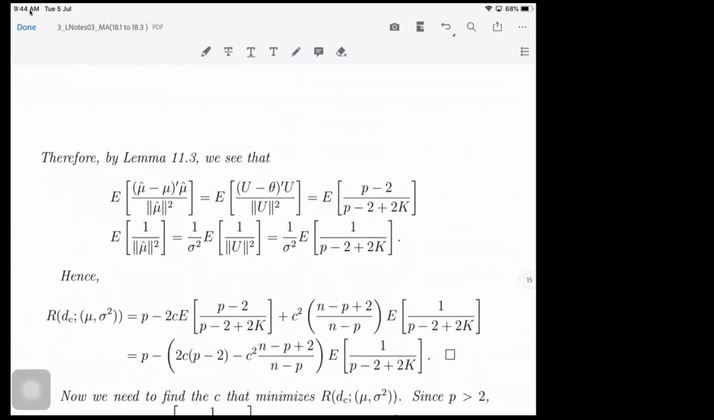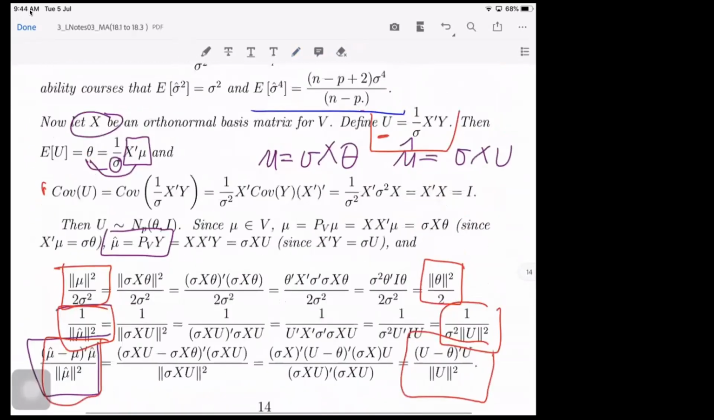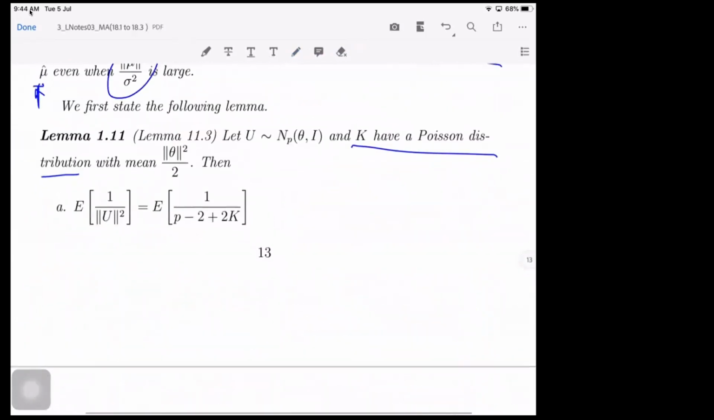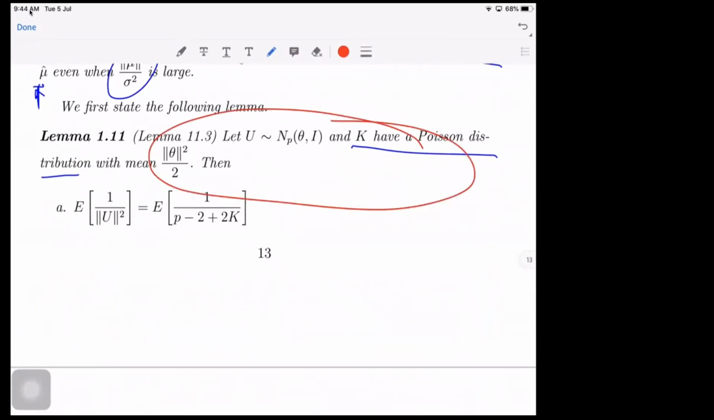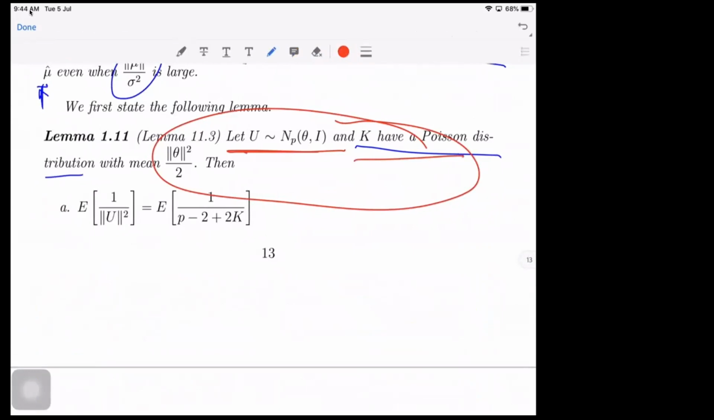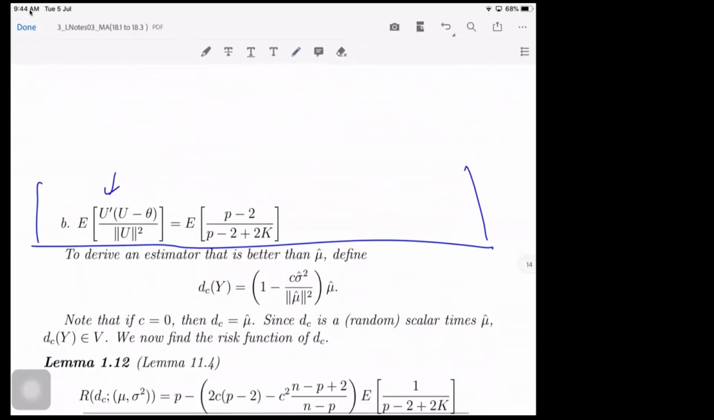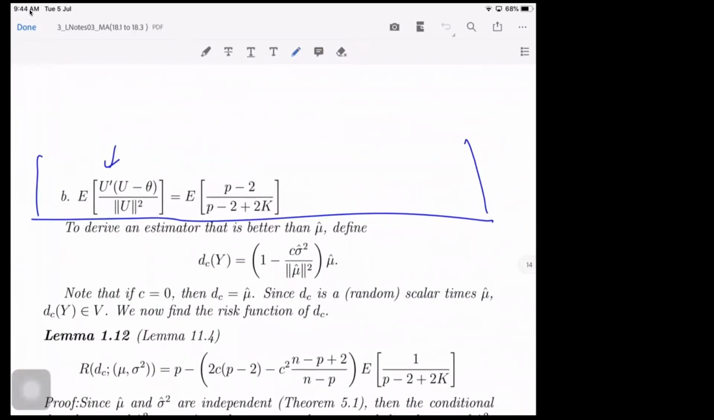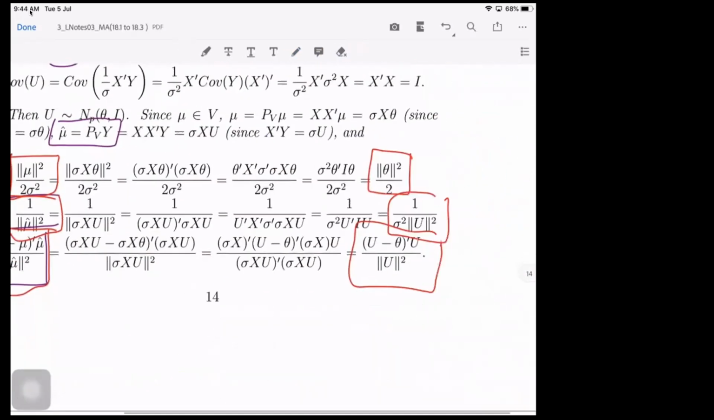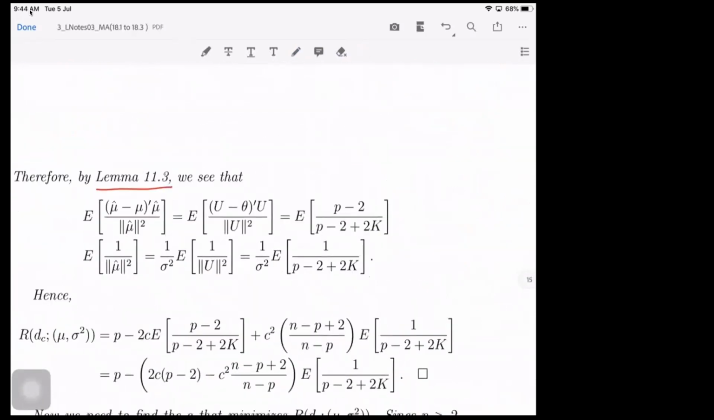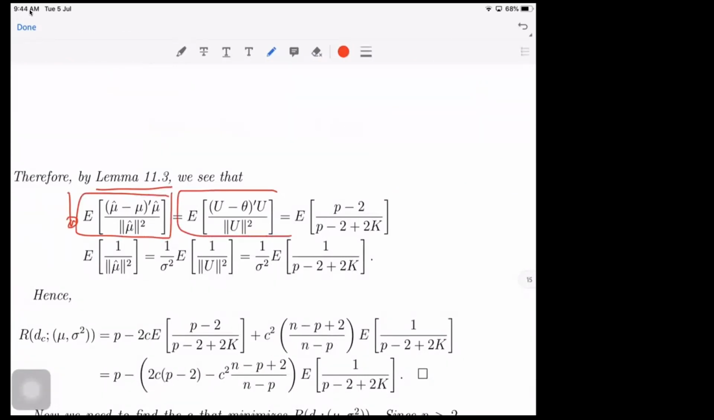So that using lemma 11.3, this one, it is finished. We have shown that U is normally distributed. And then if we have a K, which is Poisson distributed, you can have these results. So applying that, after this transformation, you have this, no? So this is the letter B, which we can write in this manner. And this is equal to that expectation. So this is B and this is A.